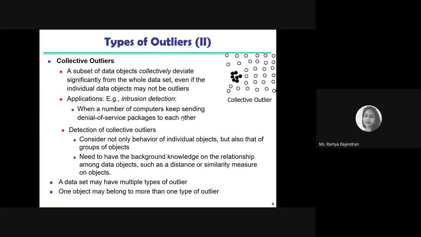Collective outliers happen in various areas, in a departmental store, in computer network intrusion detection, and in many other areas.